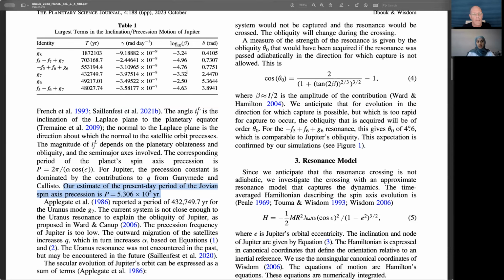Since alpha is an increasing function of time, the period of the precession is a decreasing function of time. So G7 falling just after the period that we just talked about means that it's going to be encountered in the future, not in the past, and that the most recent resonance was this minus F5 plus F6 plus G6 mode. And this is the resonance that we think was actually the reason for Jupiter's obliquity.